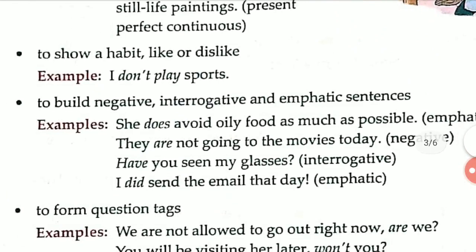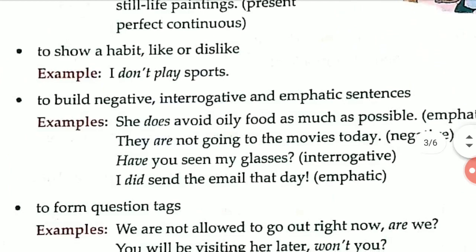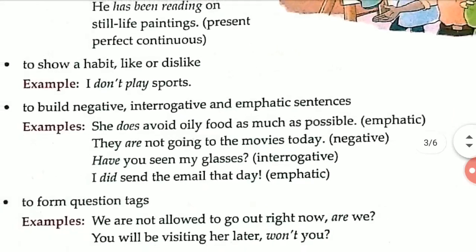Now see, we use primary auxiliary verbs to build negative, interrogative, and emphatic sentences. Examples: "She does avoid oily food as much as possible." Here it is showing emphatic. We are using primary auxiliaries to build emphatic sentences. Here we have used "does," which is the verb form of do, right?